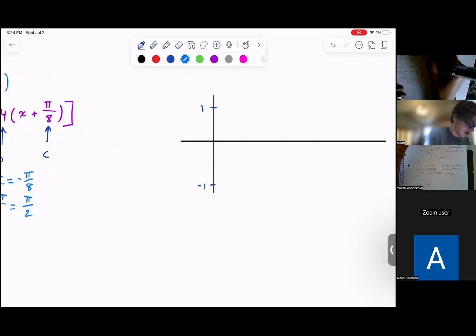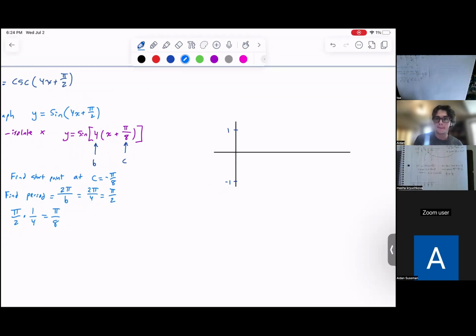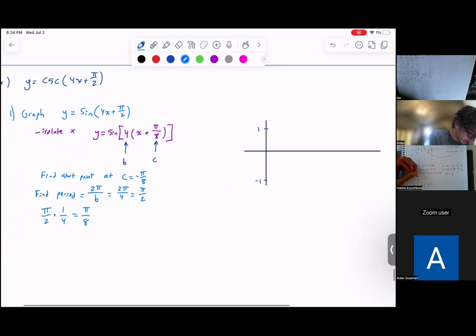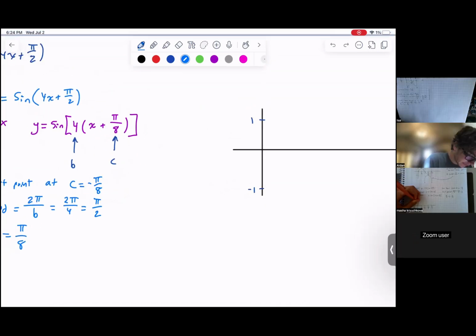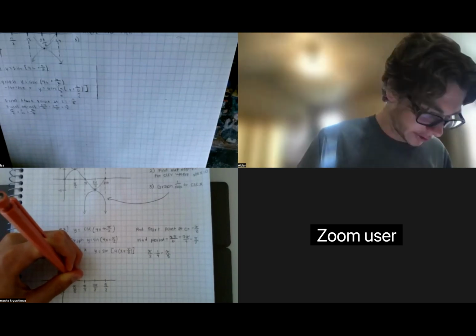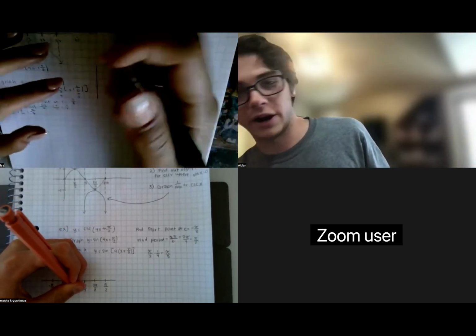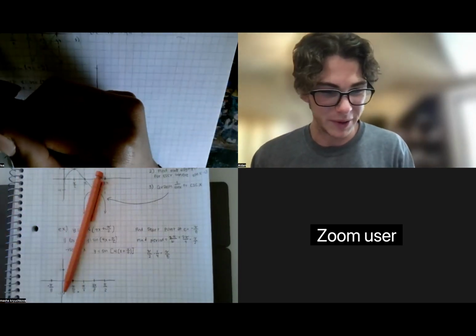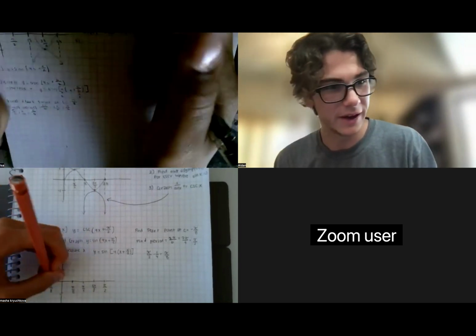So maybe Isa, where am I going to start? Well, we know pi over 8, but not positive, negative pi over 8? Yeah. Oh, hold on. Give me 1 second. All right, let's do this. This will be for you guys to graph. Please graph it while I wait for my iPad to reconnect.